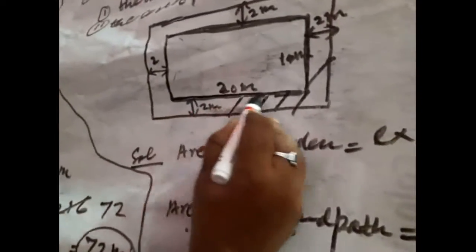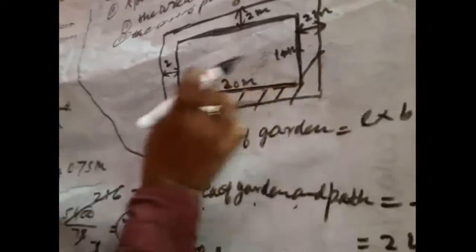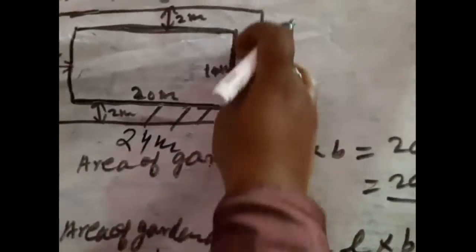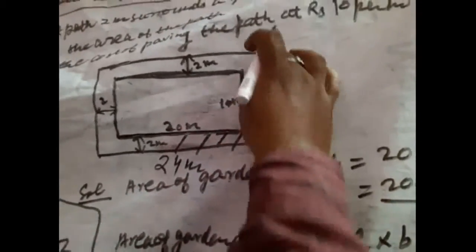This is 20. ये यहाँ से यहाँ तक 20 है तो यहाँ से यहाँ तक कितना होगा? 2 इधर मीन्स 24. This is our 24 meter. यहाँ से यहाँ तक 10 है, बट यहाँ से यहाँ तक कितना होगा? 14 मीटर, क्योंकि 2 इधर ऐड हो गया. तो this is our 14 meter and this is our 24 meter.